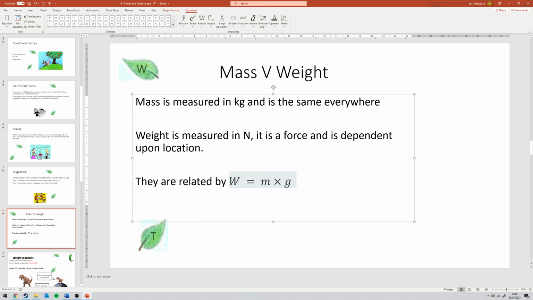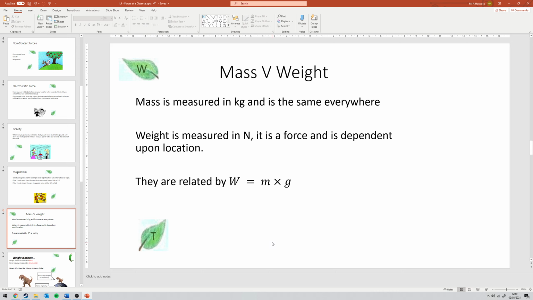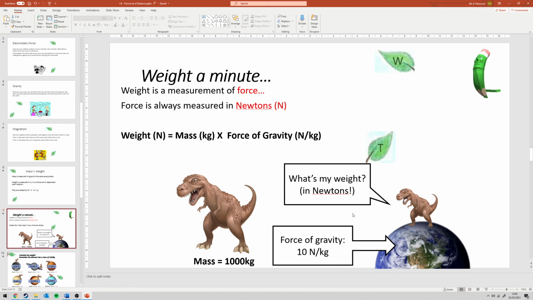But the weight is a force. Weight is measured in newtons, okay? It is a force that is dependent on your location. And it is related by this equation. Weight, which is W, equals the mass times the strength of gravity. Now you need to write that down, please. You've got it on here.